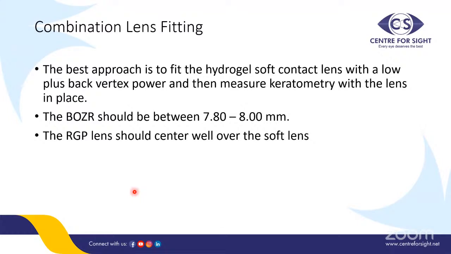Finally, the combination lens fitting. The best approach is to fit the hydrogel contact lens with low plus back vertex power and then measure keratometry with the lens in place. And the BOZR zone should be between 7.8 to 8 mm, and the RGP lens should center well over the soft lens.